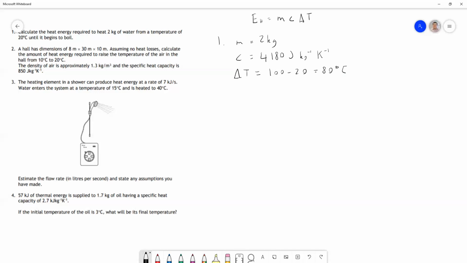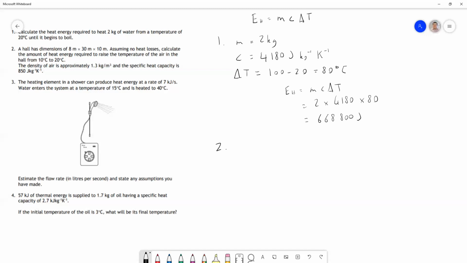But we now have all the information we need, so we can write that EH is equal to MC times delta T. M is 2, C is 4,180, and delta T is 80. And so we can multiply these three together to get the value for the energy required to raise water by this much temperature difference. And the answer we get here is 668,800. And of course, that's in joules. So that's question 1.